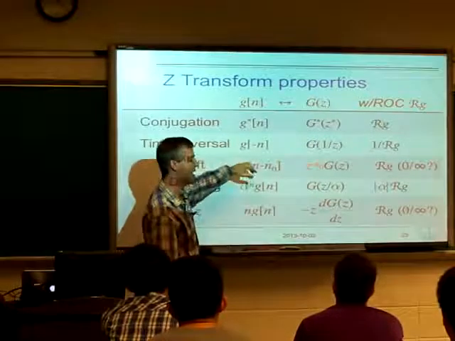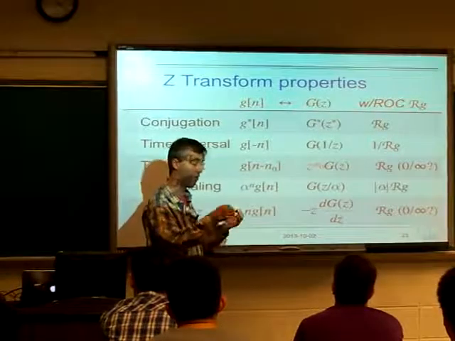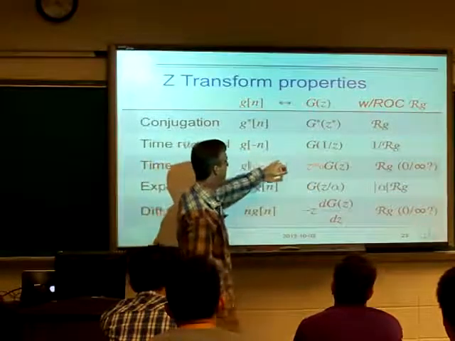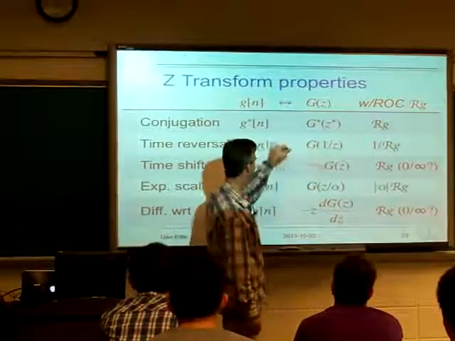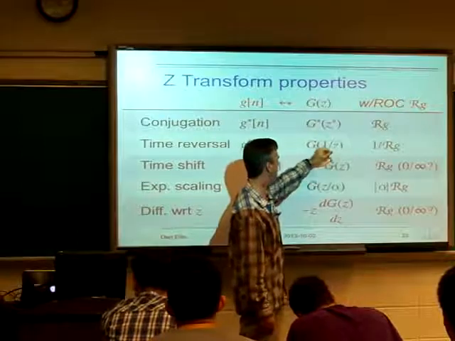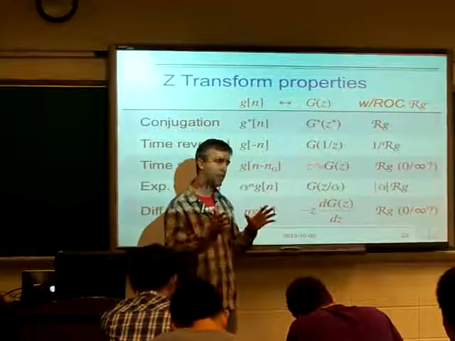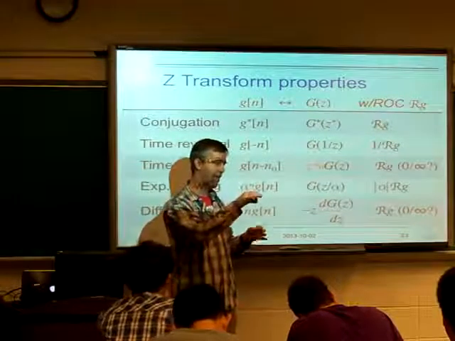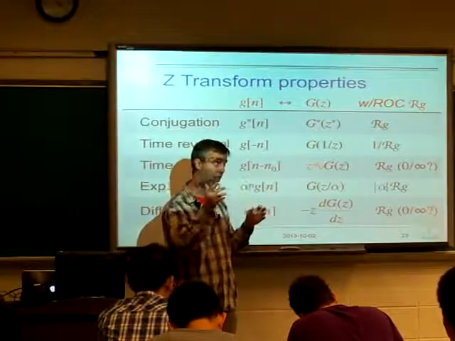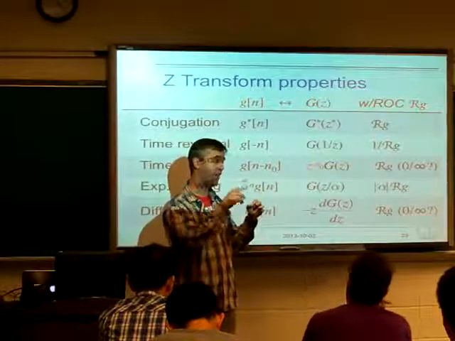If you time reverse, then if you just put that into the Z transform expression, that's basically just flipping the order of powers of Z. And so the Z transform of g of minus n is g of z to the minus 1, if g of z was the Z transform of g of n, or g of 1 over z. You can think about that as a transformation of the entire Z plane. For any point z, I can figure out where 1 over z would be. If z is a complex value, r e to the j theta, then 1 over z is 1 over r e to the j minus theta.